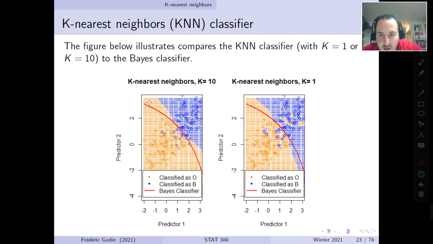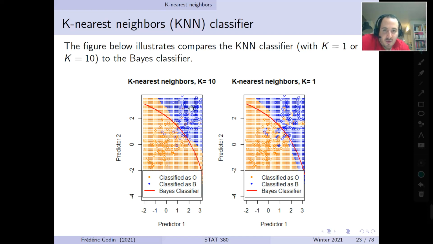Here these data points would be classified as orange, orange, orange, orange, orange, until blue, blue, blue, blue, blue, blue, blue. And same thing if you look at the second line: orange, orange, orange, orange, blue, blue, blue, blue, blue. So we see that the K-nearest neighbors classifier differs from the optimal Bayes classifier, because if you're in this area, for example, the Bayes classifier would classify as blue because you're on the blue side of the optimal decision frontier, but the K-nearest neighbors method would classify as orange.